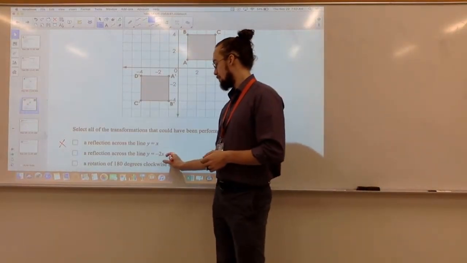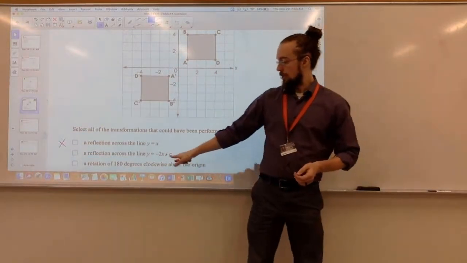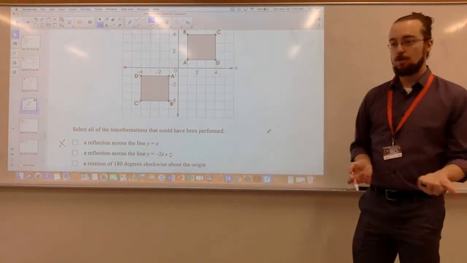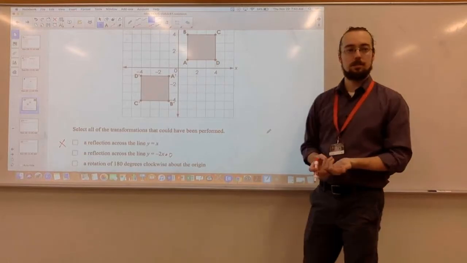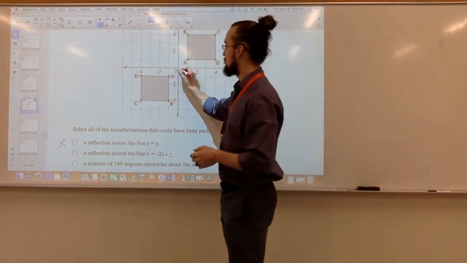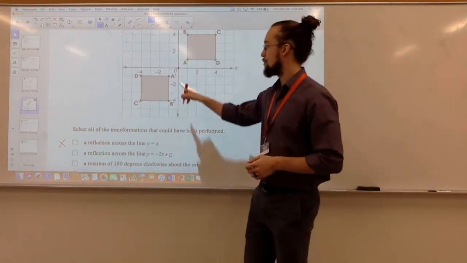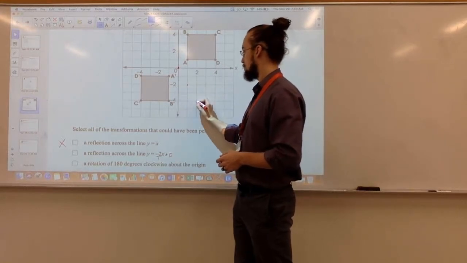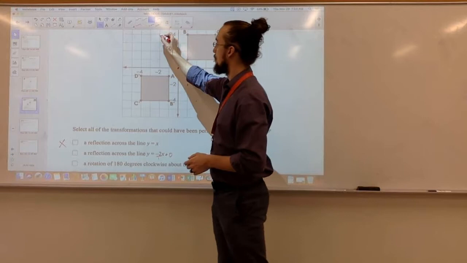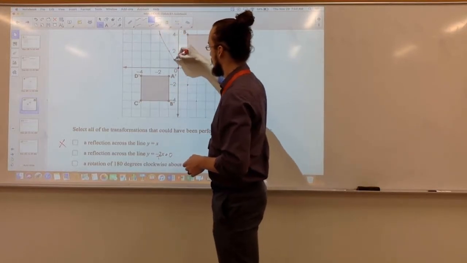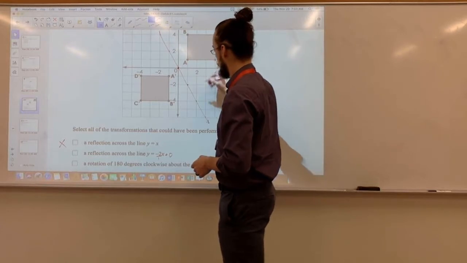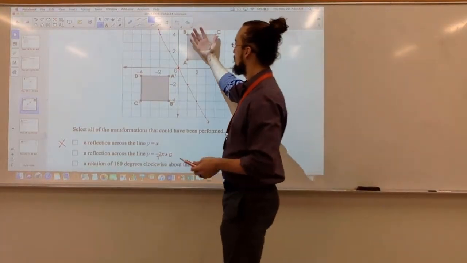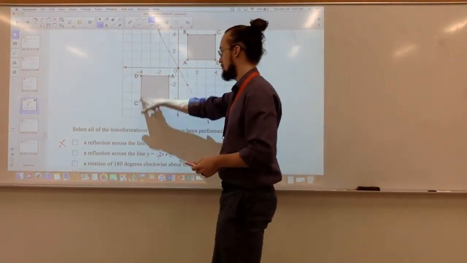If we think about this in slope-intercept form, this would be my m, and there's no b, so we could just say it's plus 0. So what's my y-intercept? 0. And what's my slope? Negative 2. Exactly. So I would go down 2, right 1, down 2, right 1, down 2, right 1. So this is what that line would look like. If I were to flip this square across this line, would it end up right there?